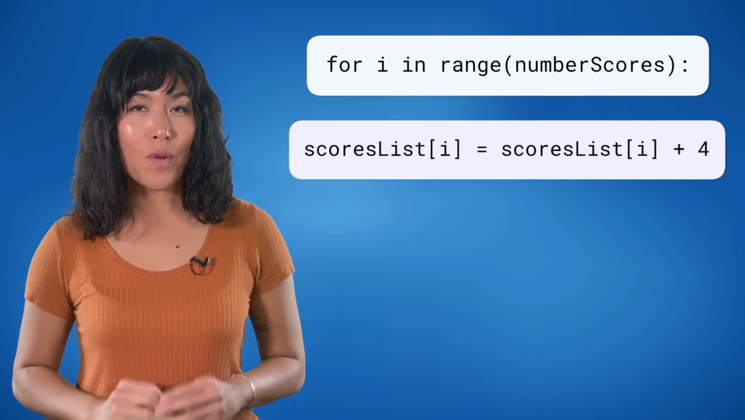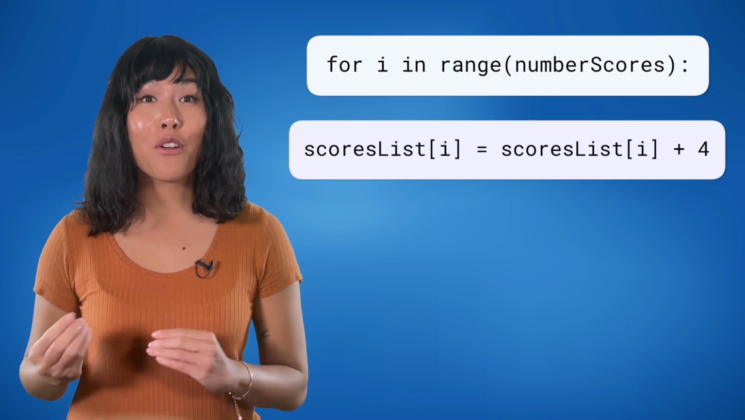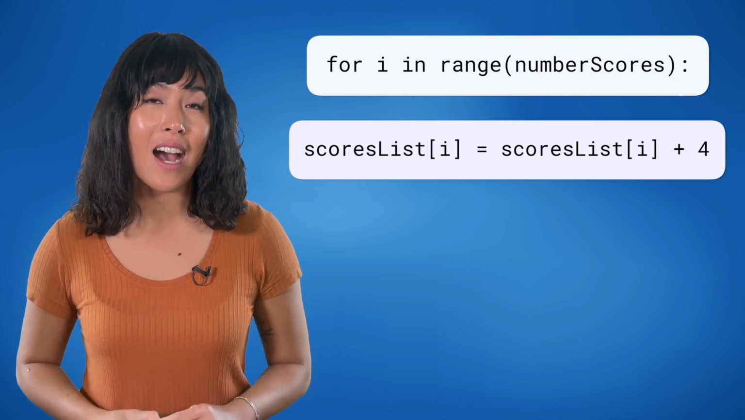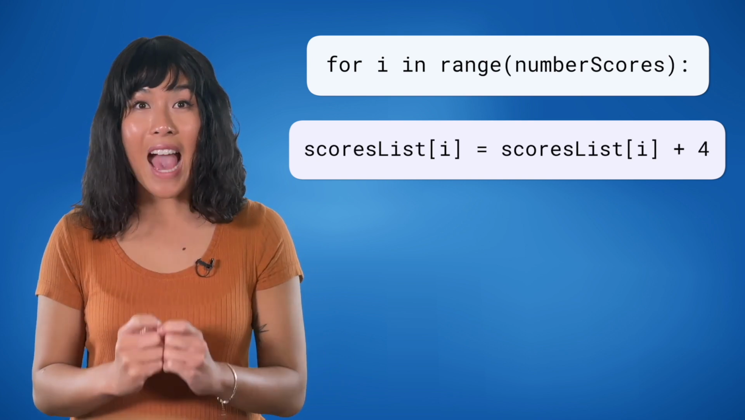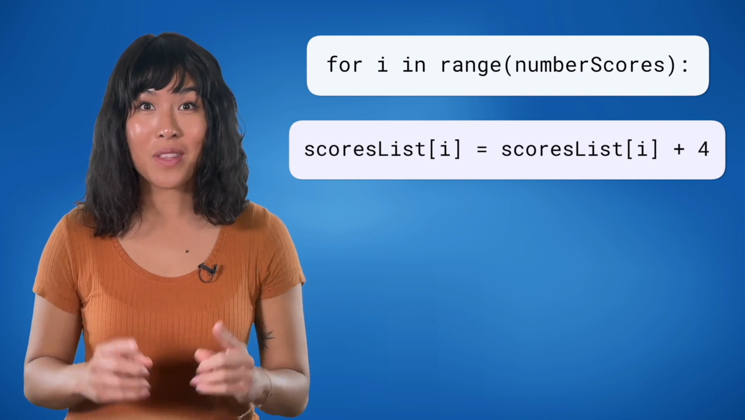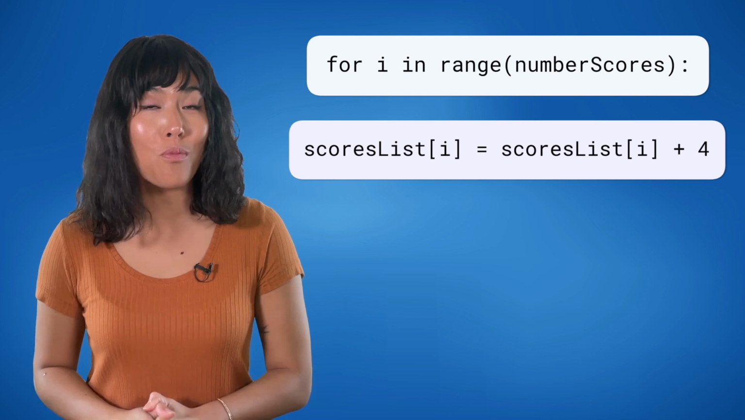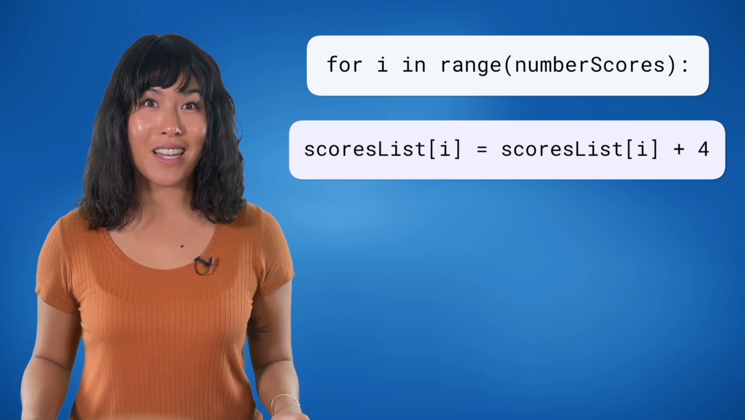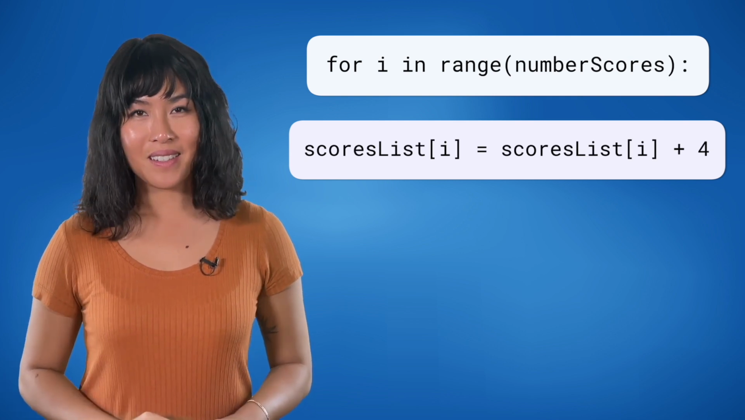For each iteration, we access the current score with scores list i and add 4 to it. This operation, scores list i equals scores list i plus 4, is equivalent to saying take the current value of scores list at index i, add 4 to it, and then update scores list at index i with this new value. Now, every student has had their score increased by 4 points thanks to their extra credit certificate, demonstrating a practical application of using loops and index values to manipulate arrays.